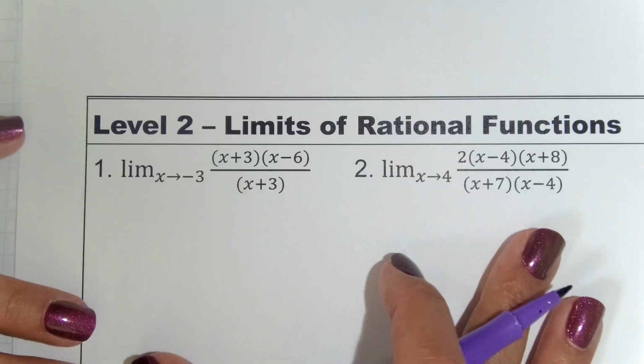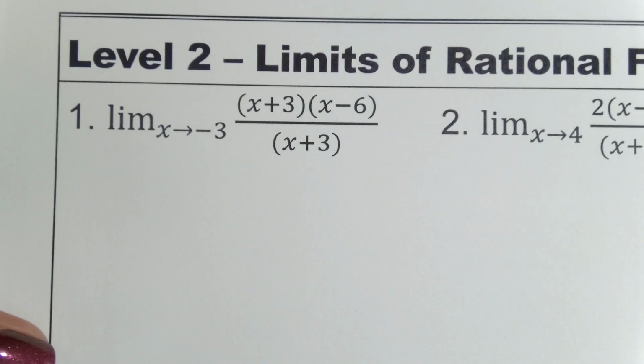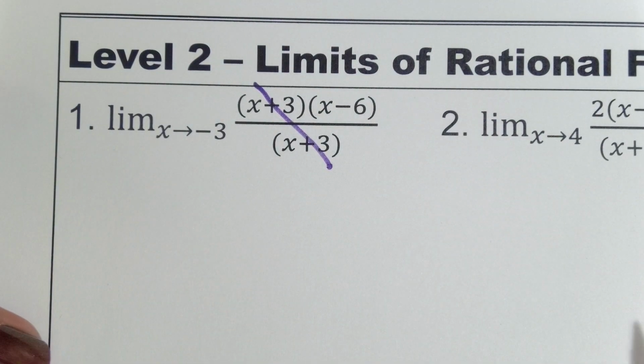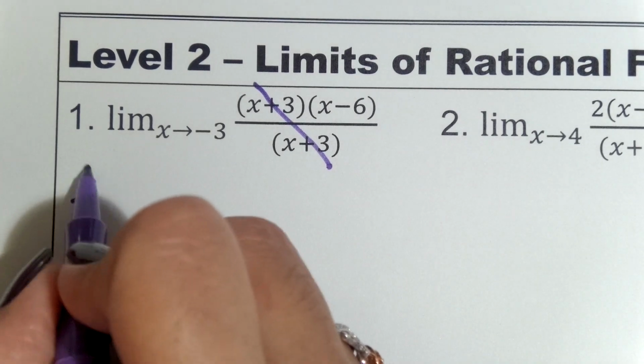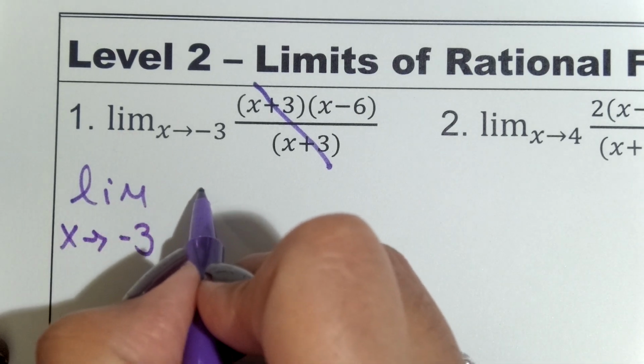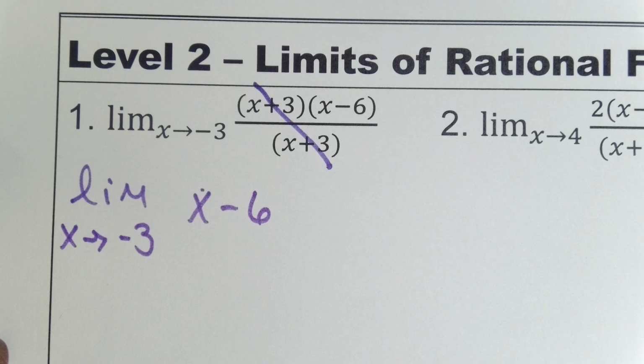Okay? So, second thing I need to do is cancel out the common factor. So I'm going to cancel that out. Ivan. And that leaves me with the limit as x approaches negative 3 of x minus 6.